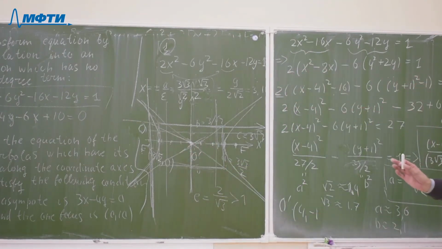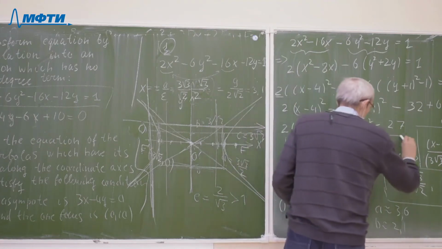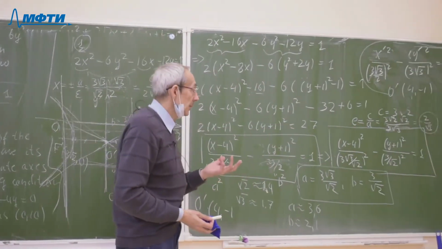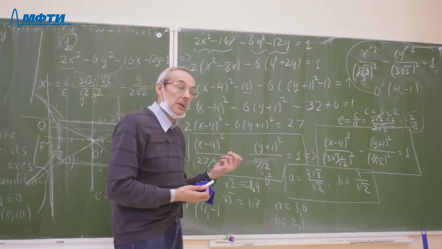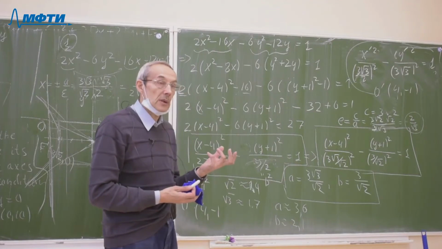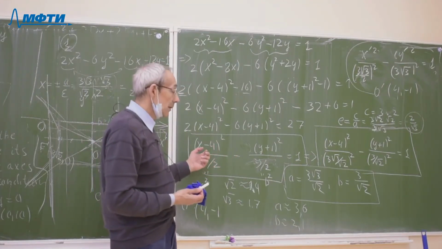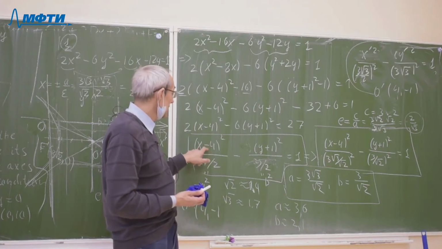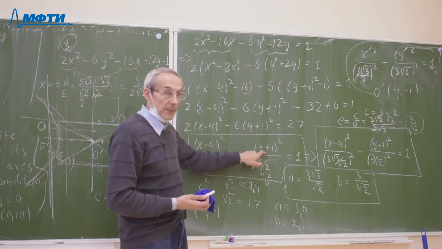Do you understand? Yeah, we obtain this equation, the canonical equation of the ellipse. In the canonical equation, the center of the ellipse coincides with the origin of the coordinate system. For this one, its center has the coordinate (4, -1).